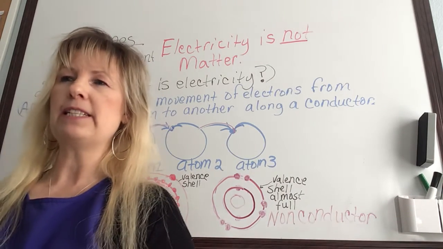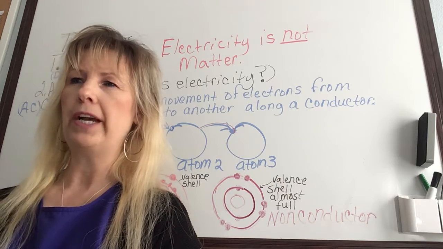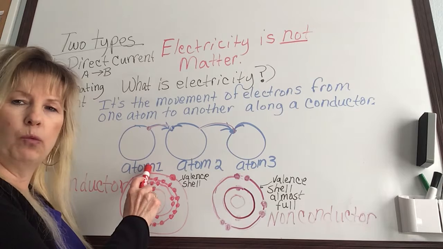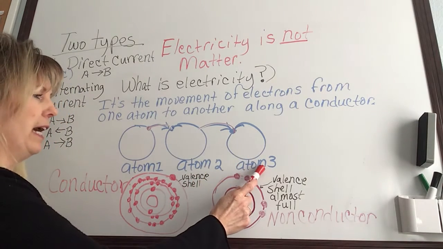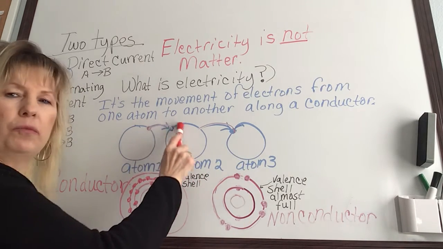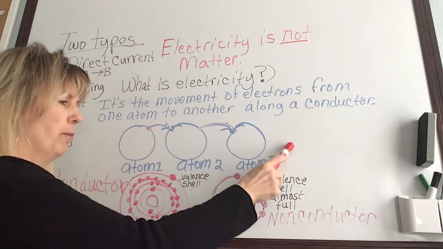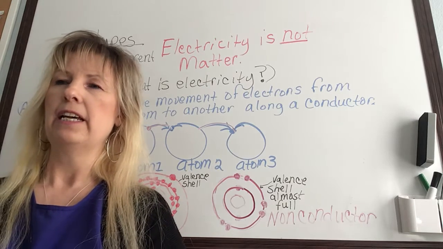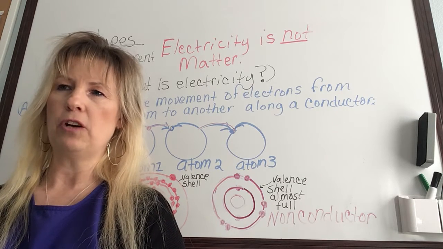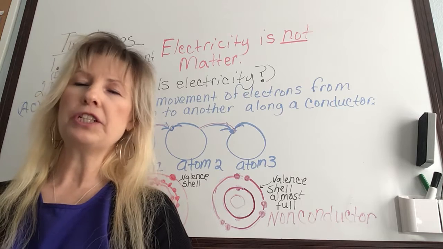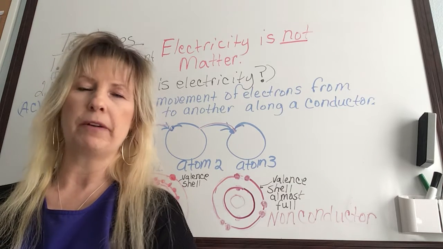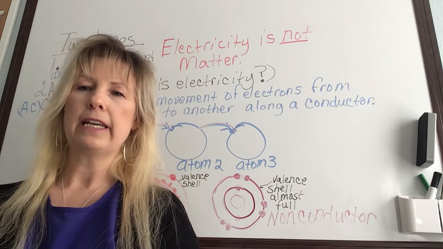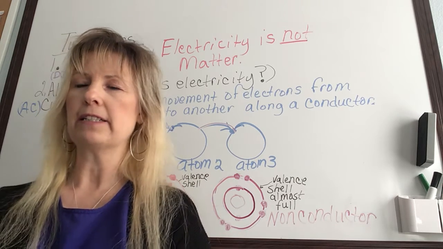Well, electricity is the movement of electrons from one atom to another along a conductor. So here we have atom 1, atom 2, and atom 3, and it is the movement of electrons from each atom. So that's what electricity is, and it's along a conductor, such as a copper wire. Electricity really is just a form of energy, and when in motion, it exhibits magnetic, chemical, and thermal effects.